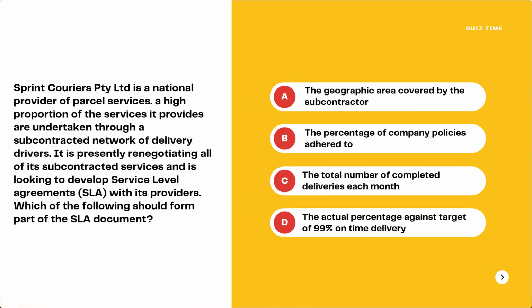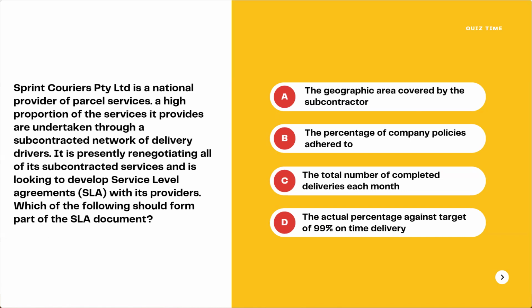Next, the percentage of company policy adhered to. This could be a KPI. It doesn't give us any target, and with a delivery service, I don't think it is relevant to this scenario. With option C, the total number of completed deliveries each month, this could be a KPI as well. And with D, the actual percentage against target of 99%.